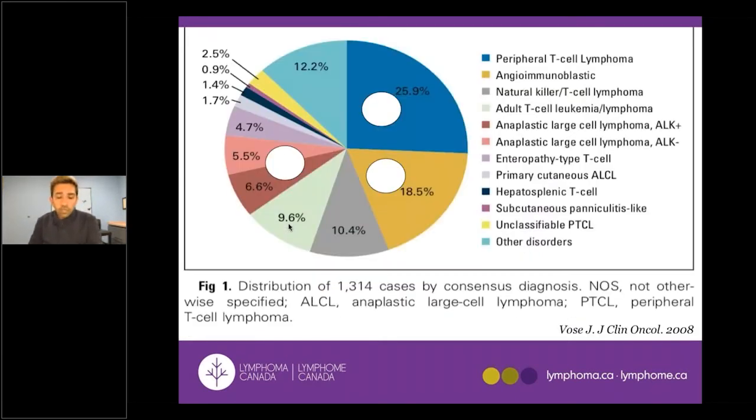Now, let us look at what are the most common types of lymphoma. This study was actually published in 2008, looking at the incidence of different types of T cell lymphomas. And what we found is that almost 60% of T cell lymphomas include peripheral T cell lymphoma, followed by angioimmunoblastic T cell lymphoma, or AITL, followed by anaplastic large cell lymphoma, which we call ALCL. So these three entities are the most common ones, and then the rest are quite rare.